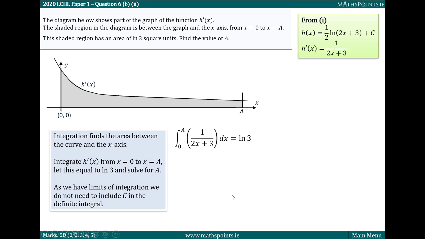And again, the reason we wouldn't include it is when we would sub in the a and the 0, you would just end up adding a c and subtracting a c, and that's why we don't include the constant of integration when we have limits. They just end up cancelling each other.